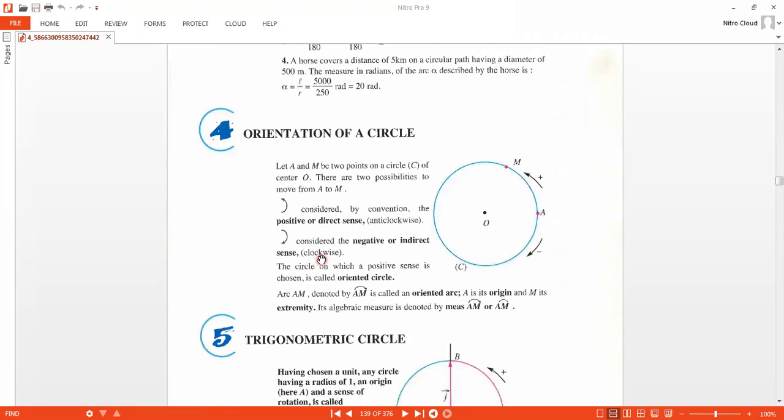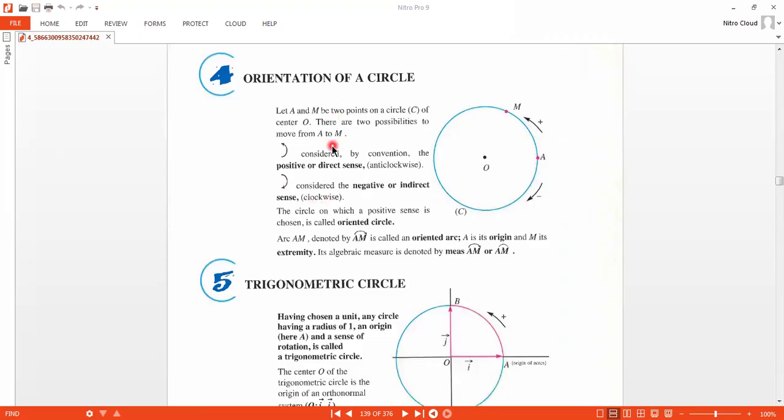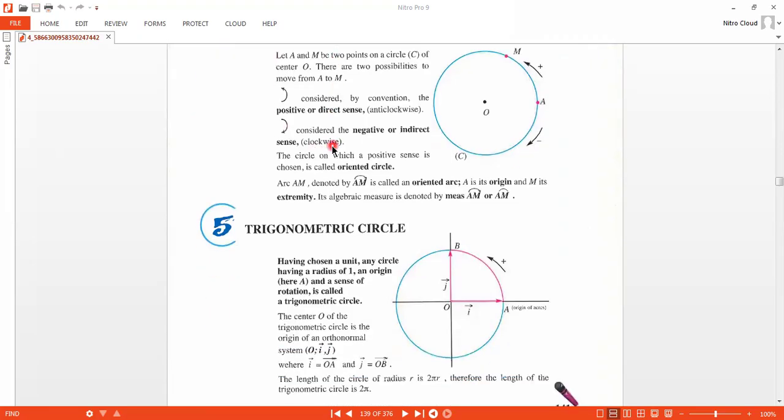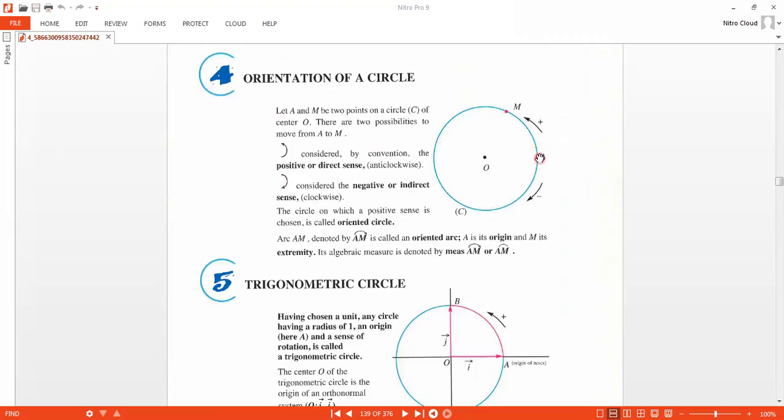Now we will talk about the orientation of a circle. I already started in the activity in the lesson when I told you that if you start from A and you go anti-clockwise, this is a positive sense, while if you go clockwise, it's a negative sense. If you pass from A to M, this is in positive sense. But if you go like this, from A to M, this is a negative sense, okay?